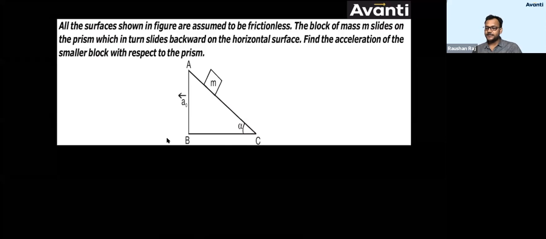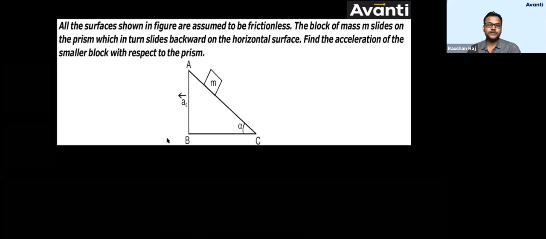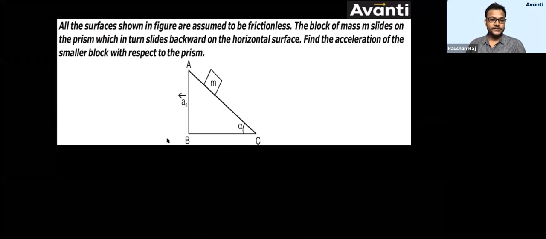The question is, find the acceleration of the smaller block with respect to the prism. There is one small limit constraint in this that is not stated. What is it? That this block does not leave the surface of the prism. This condition is not given to you directly, but you have to assume it if it is not given. Okay?